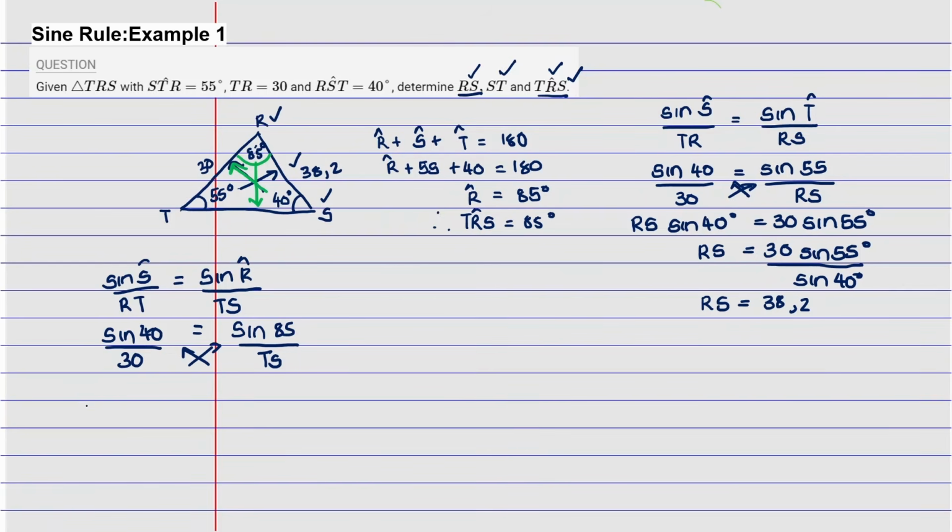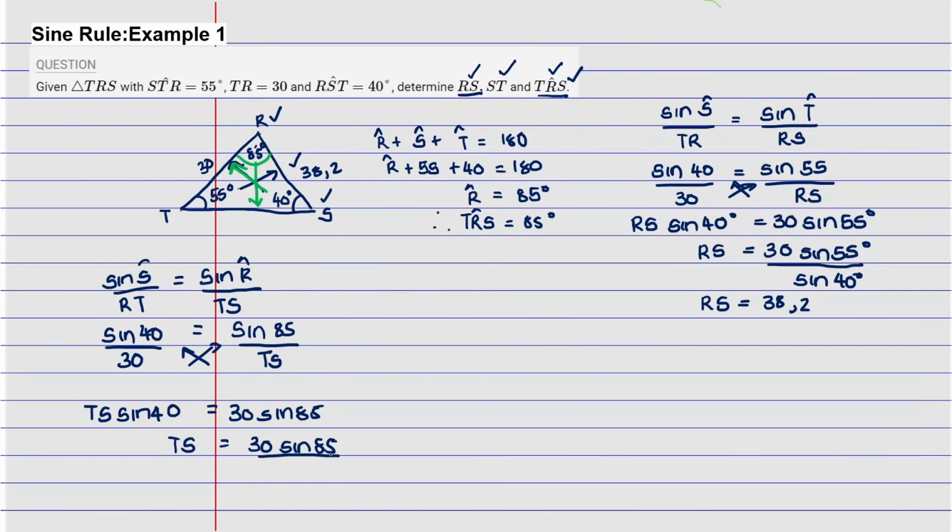So it's going to be T is, then this is going to be sine 40, then this is going to be 30 sine 85, right? And what we're going to do is divide both sides by sine 40. So it's going to be the same as T is equals to 30 sine 85.